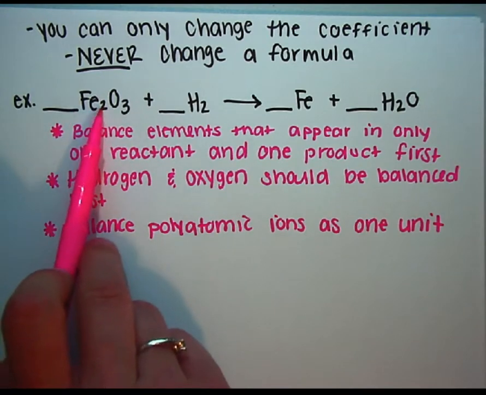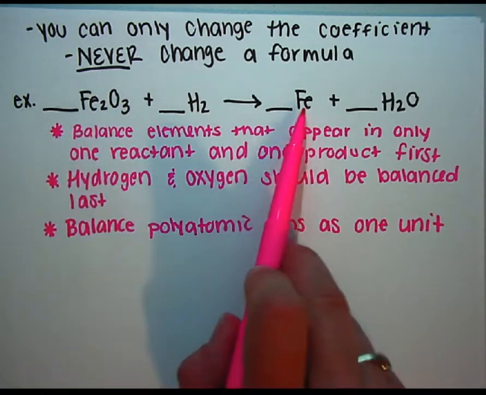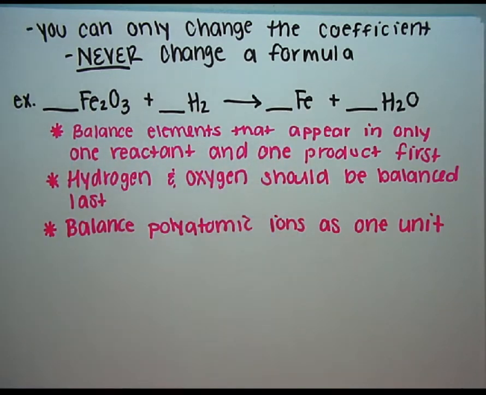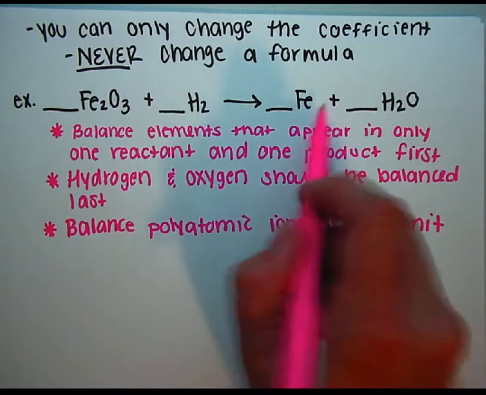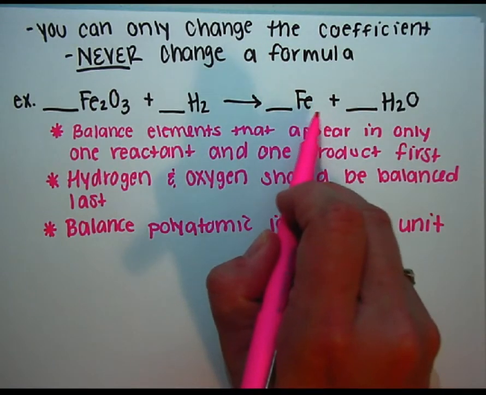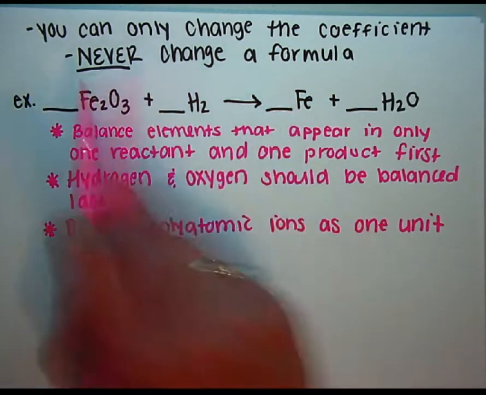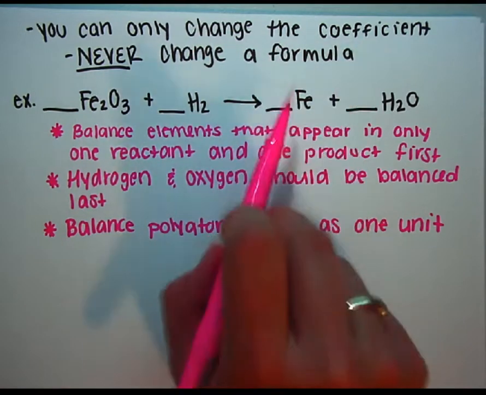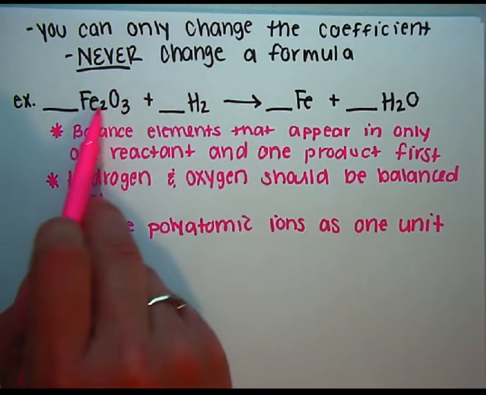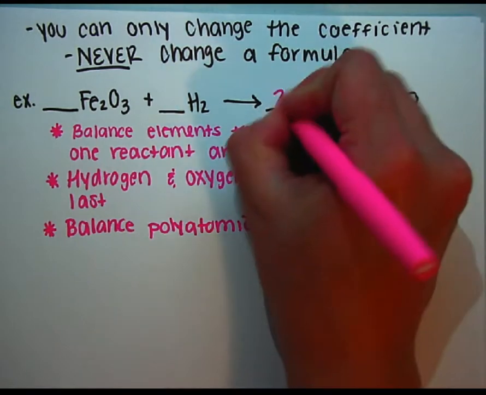Notice that I have 2 irons on the left side, but only 1 iron on the right side. Remember, you can never change the formula. I can't add a subscript of 2. The only way I can balance it is by changing the coefficient that comes before the formula. So 2 irons here, so I would need a 2 here.